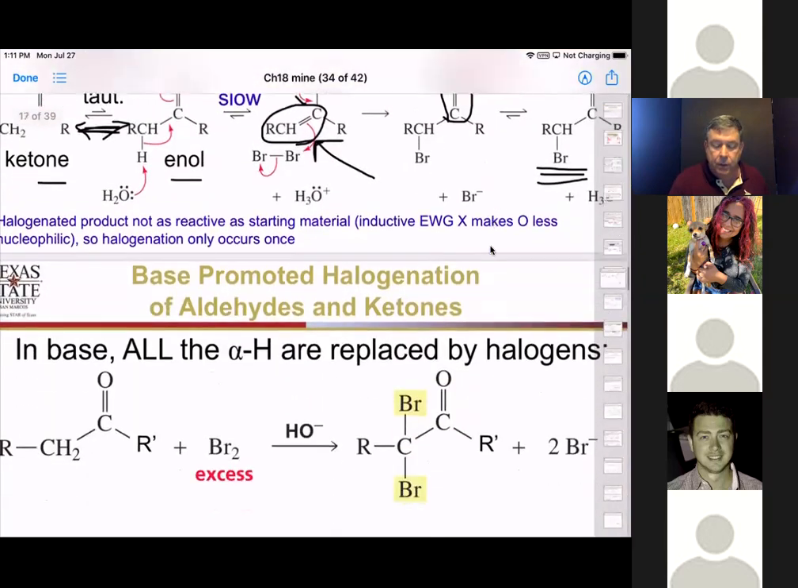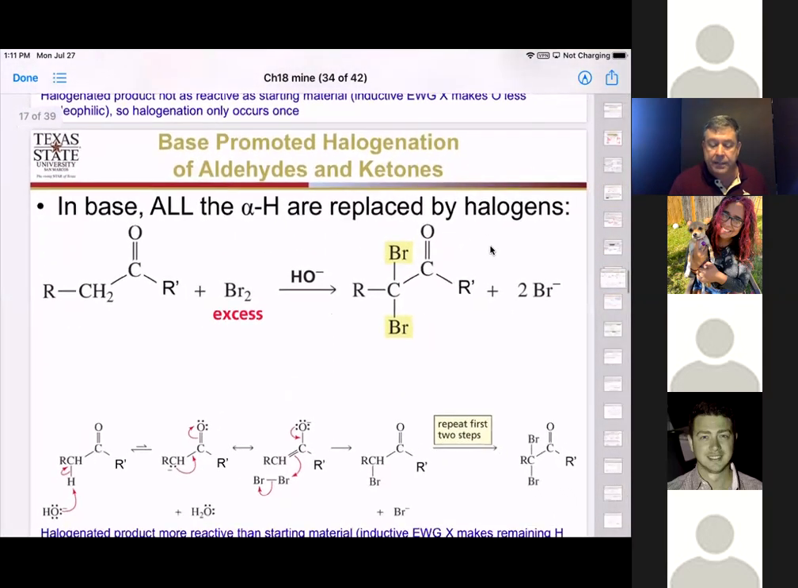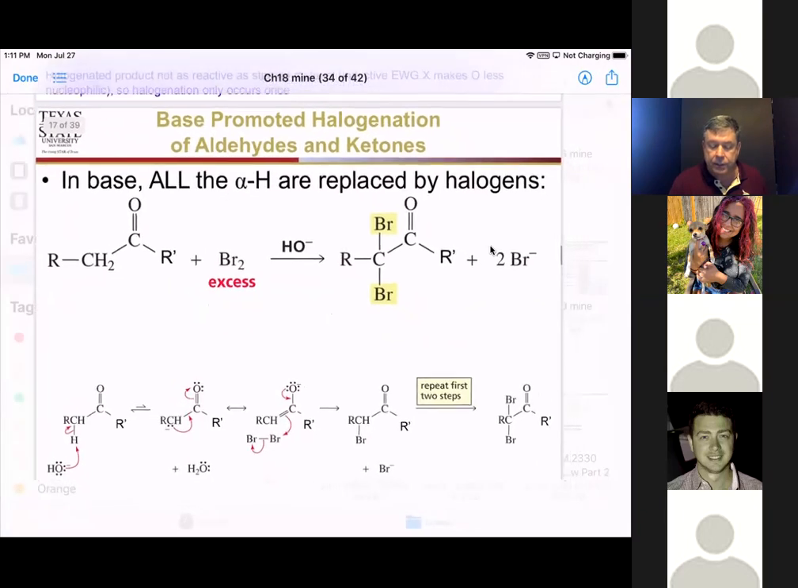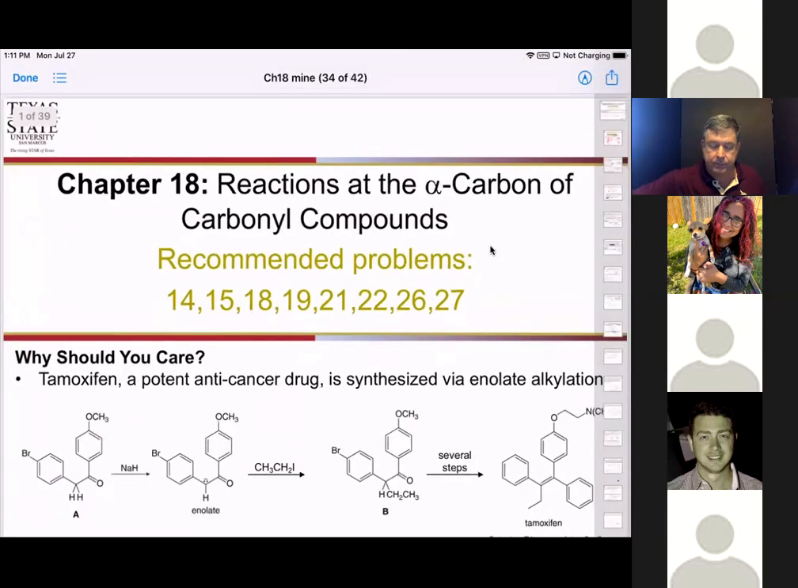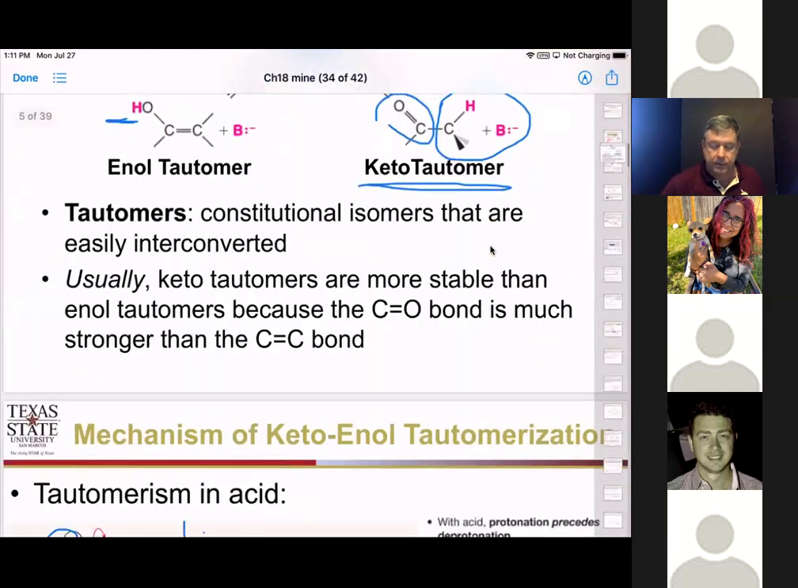All right. So in the case of the base promoted halogenation, oh, come on. Sorry about that.